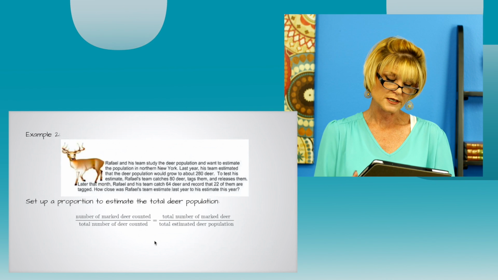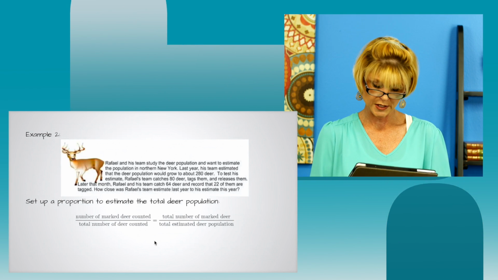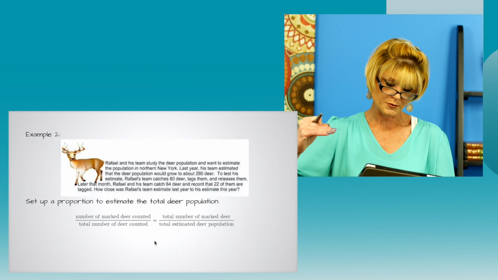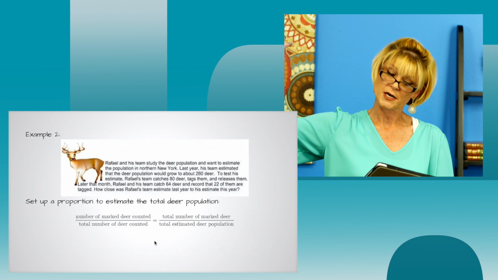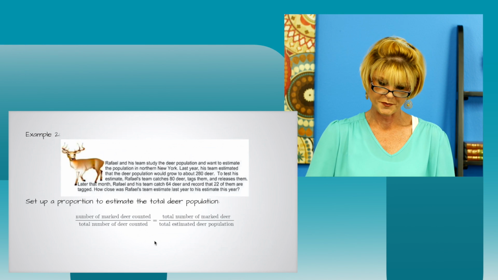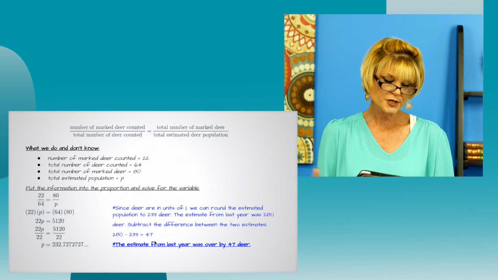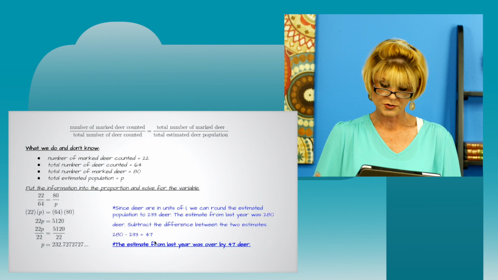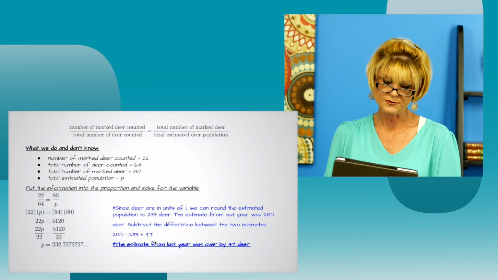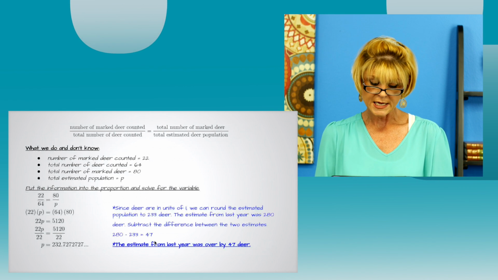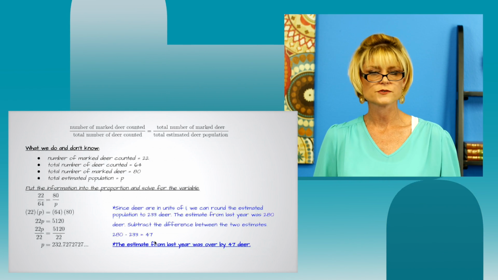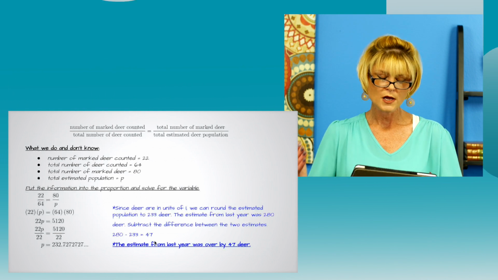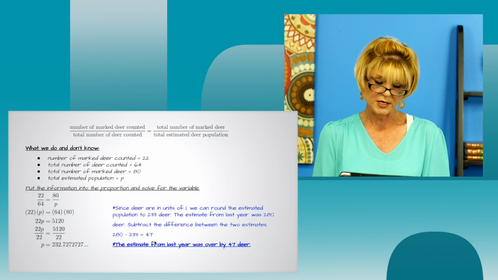So the first thing we're going to do is set up a proportion to estimate the total deer population. We have the total number of marked deer counted over the total number of deer counted equals the total number of marked deer over the total estimated deer population. Here's what we do know and here's what we don't know. The number of marked deer counted is 22. Total number of deer counted, 64. The total number of marked deer is 80. And the total estimated population we don't know, so we'll use the variable P. All we have to do is put the information into the proportion like we did with the lizard example and solve. So we have 22 over 64 equals 80 over P.